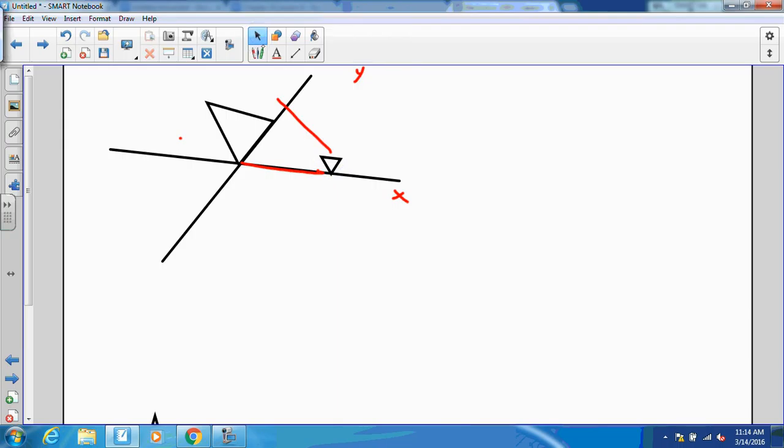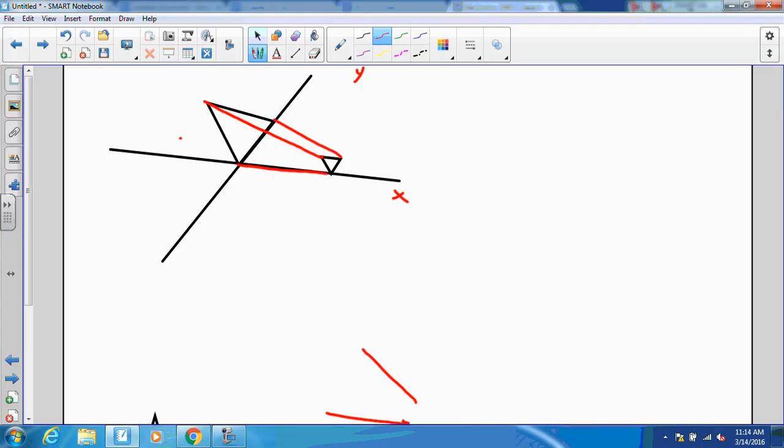Three-dimensional drawing is tough for me. Is it tough for you? Yes. Okay. I can't do it. Let's try that. Is that better? Can we sort of see it?